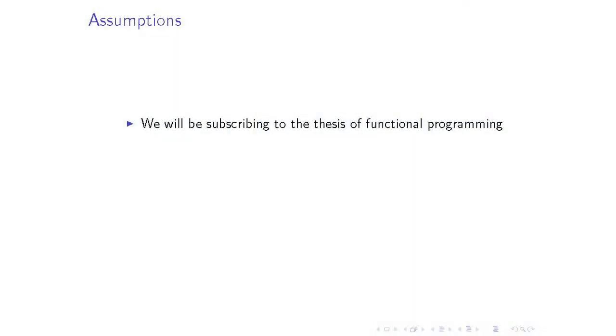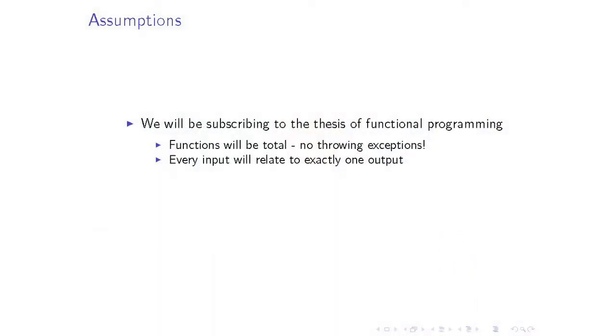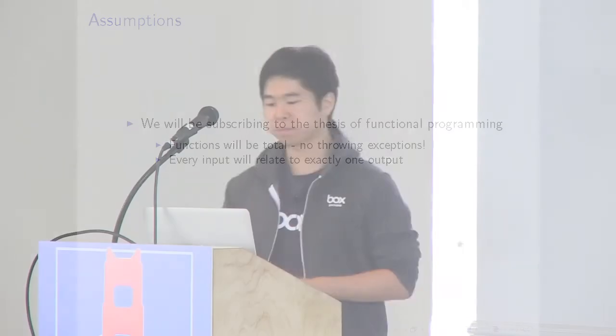So, some assumptions. For the duration of this talk, we will be subscribing to a thesis of functional programming. And what this means is a few things. First, our functions will be total. We will not be throwing exceptions anywhere. As long as the input to a function is valid, that is, the types align, we will return some value back. Every single one of our inputs will relate to exactly one output, which means that if at any point in our program we call the same function with the exact same arguments, we should get the exact same value back.